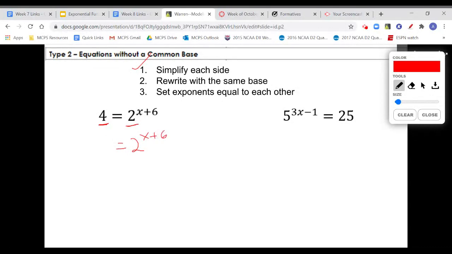So I would still have 2 to the x plus 6, but I want to rewrite the left side of my equation with a base of 2. So I want this to be written as 2 to some exponent, and that's me rewriting 4. So I would figure out what exponent do I need to substitute in to make this expression right here equivalent to 4. And that would be 2 squared. Okay.